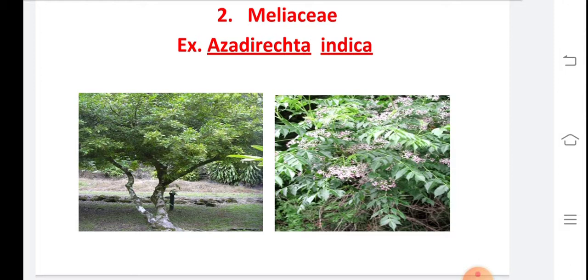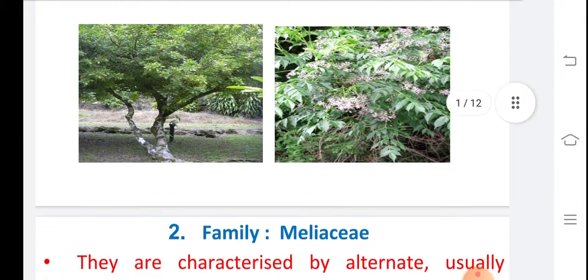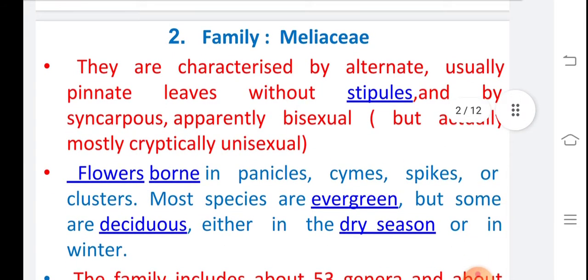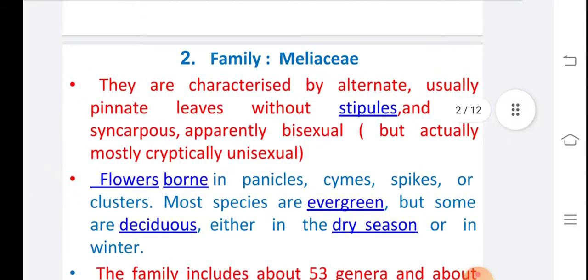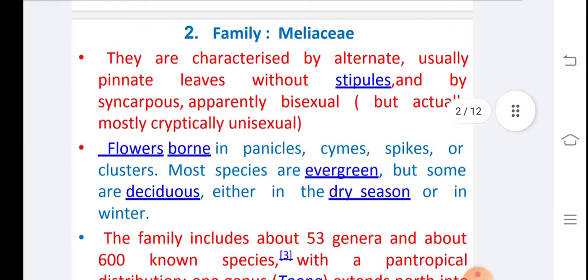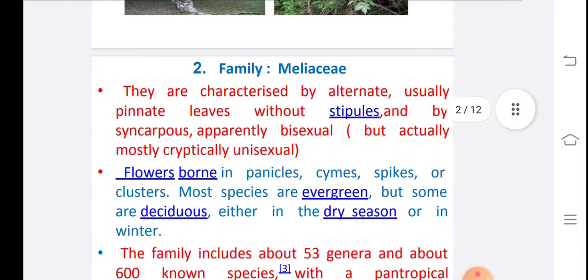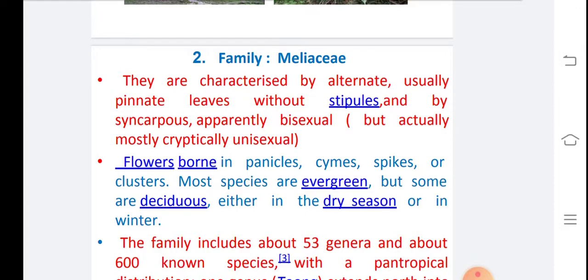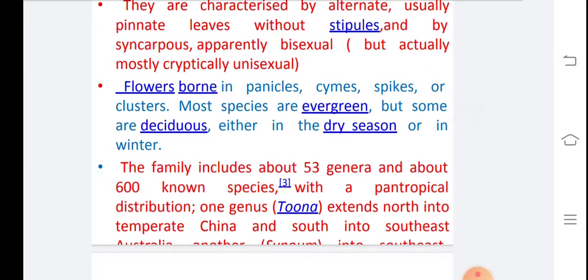Right, so you remember the name of the genus. This family, as we know, the plants are characterized by alternate, usually pinnate leaves without stipules, and secondly it shows a syncarpous type of ovary condition. Then apparently the flowers are bisexual, but actually they sometimes show unisexual flowers, borne in panicles.